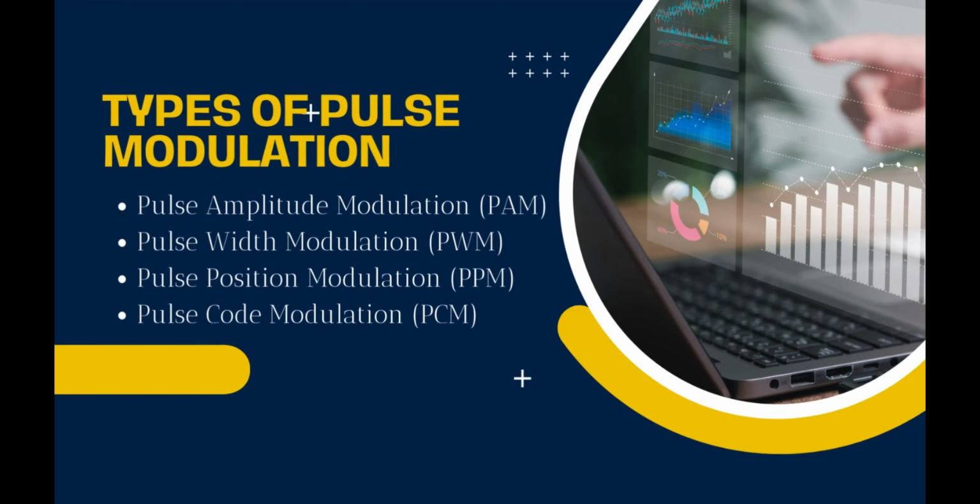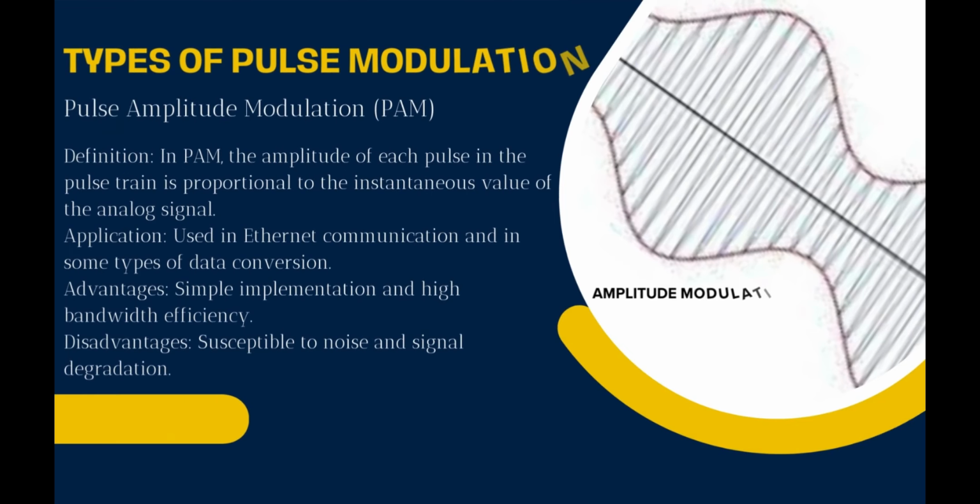Types of pulse modulation: pulse amplitude modulation (PAM), pulse width modulation (PWM), pulse position modulation (PPM), and pulse code modulation (PCM). Firstly, pulse amplitude modulation (PAM). Definition: in PAM, the amplitude of each pulse in the pulse train is proportional to the instantaneous value of the analog signal. Application: used in Ethernet communication and in some types of data conversion.